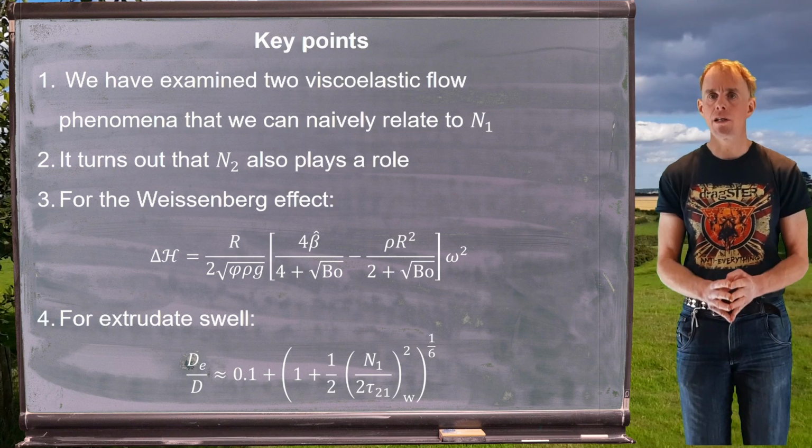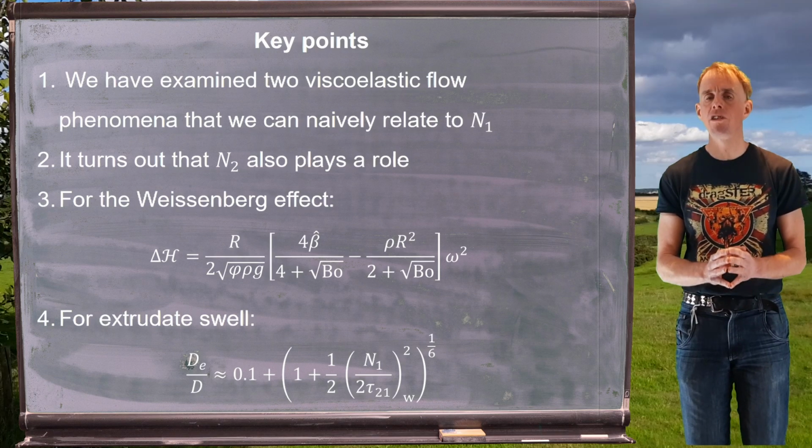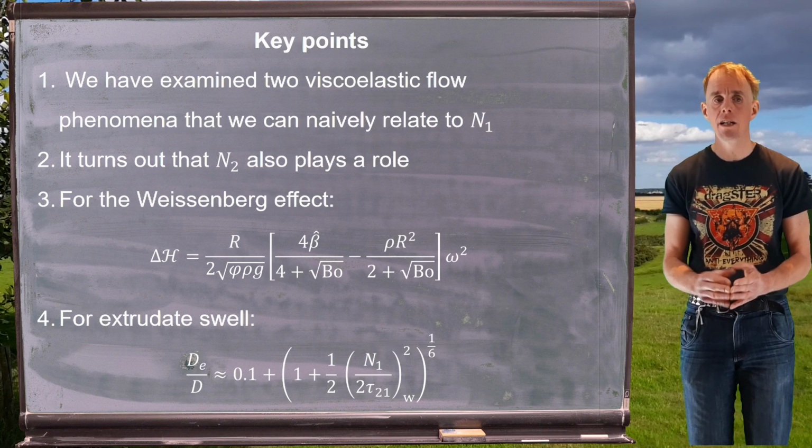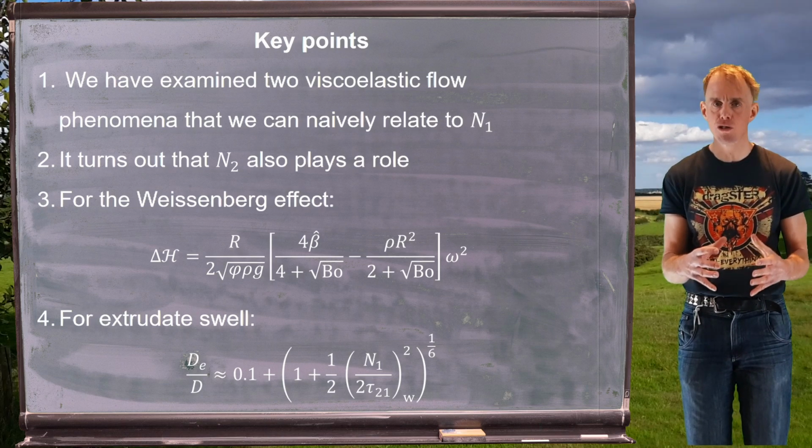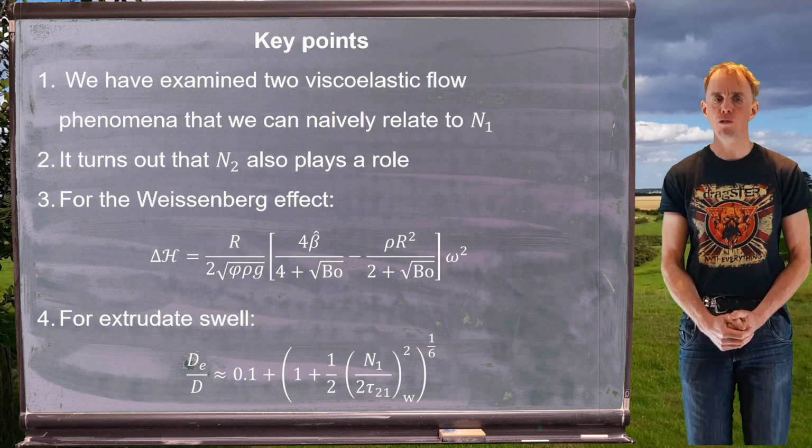We also looked at extrudate swell, and what we saw is there's a nice approximation due to Tanner that we can use to approximate and estimate the amount of extrudate swell you're going to get in the cylindrical geometry for a given level of first normal stress difference.